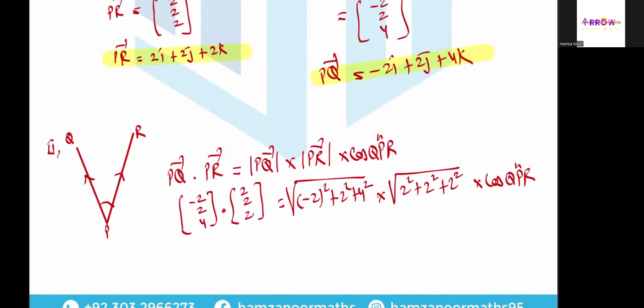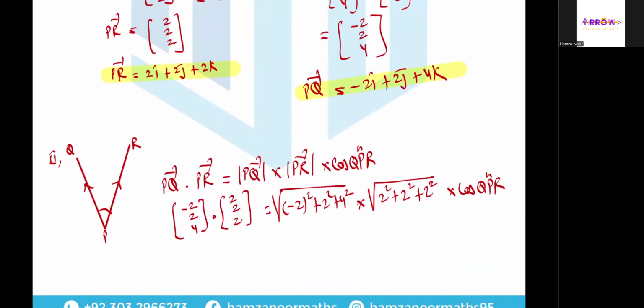So here I've just made a very simple sketch for that purpose: Q, P, and R, these 3 points. And in part 1, we have found PQ and PR respectively. So I'm going to use the formula for the scalar product. PQ dot PR is equal to PQ vector magnitude multiplied by PR vector magnitude multiplied by cos QPR. I've mentioned the vectors according to the vectors which I found in part 1. So first PQ vector, which is minus 2, 2, 4, and PR vector is 2, 2, 2.